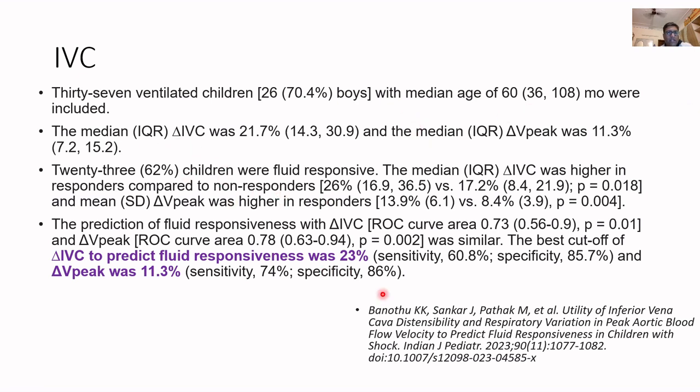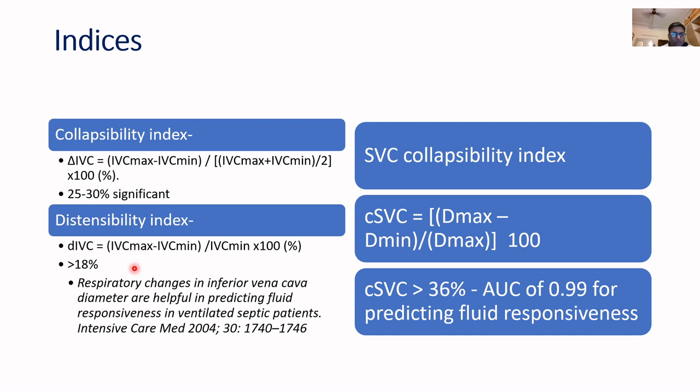They looked at delta IVC and delta V peak, the change in the peak aortic velocity. They found that the cutoff of delta IVC to predict fluid responsiveness was 23%, and delta V peak was 11.3%. Delta IVC here is a slight variation, using the formula IVC maximum minus minimum divided by the mean of the IVC. I think the formula here, incorrectly written as collapsibility, denotes the delta IVC.